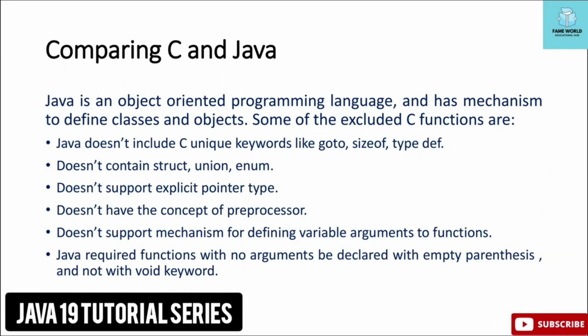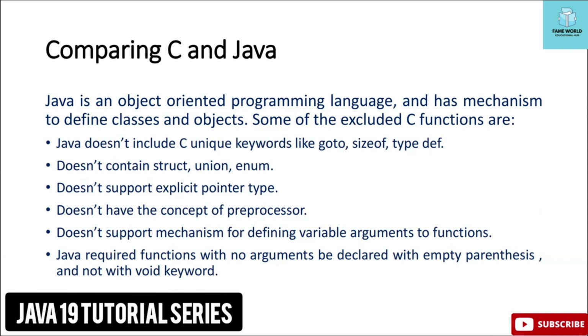It does not have the concept of preprocessor directives also. So #include <stdio.h>, #include <conio.h>, which we use in C programming, are actually not present in Java. Java does not support the mechanism for defining variable arguments to functions, and it does not require functions with no argument to be declared with empty parentheses. We do not use the void keyword there. So Java is quite different from C language.